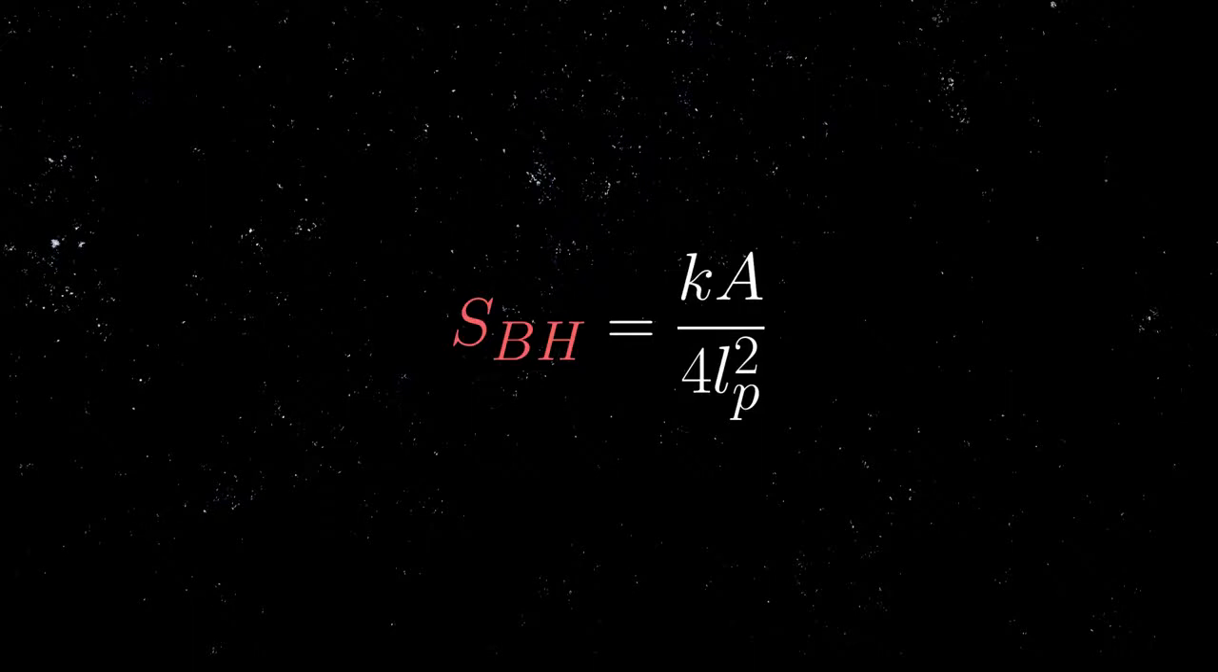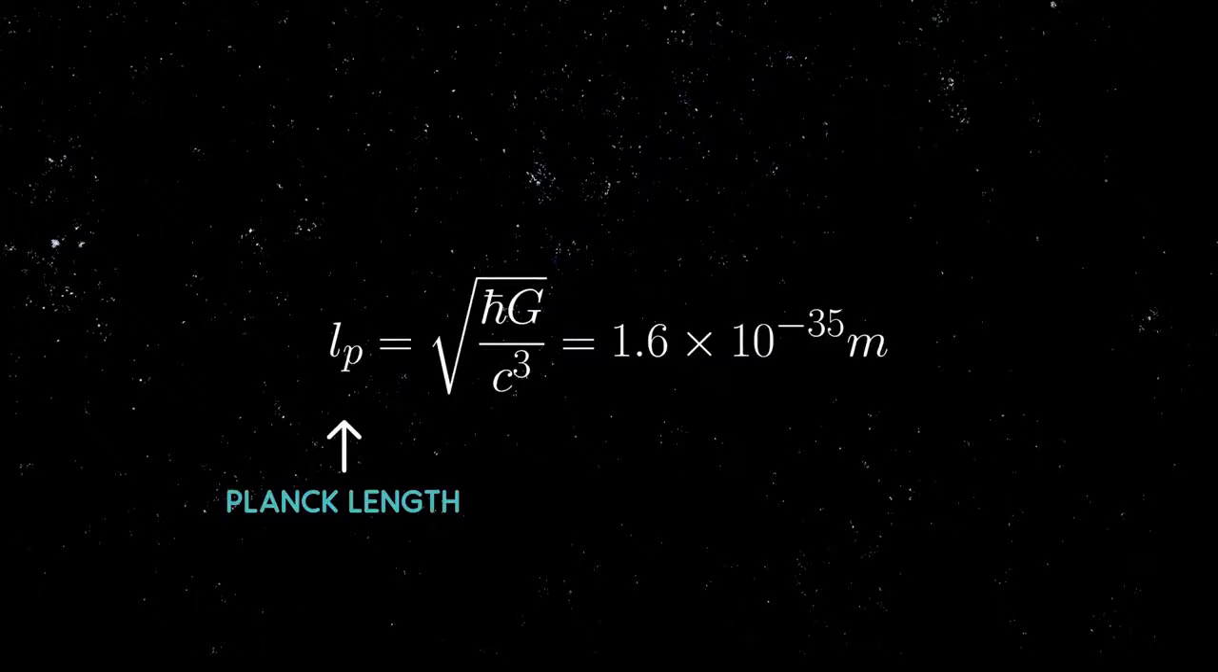Here, S is the total entropy, equal to k, Boltzmann's constant, times the area of the event horizon divided by 4 times the square of L_P, the Planck length. The Planck length is defined by L_P equals the square root of h bar times G divided by c cubed, which is equal to 1.6 times 10 to the power of minus 35 meters.